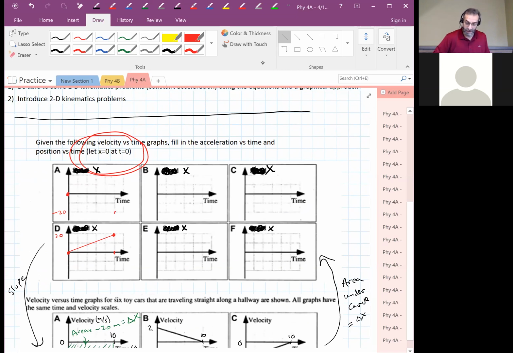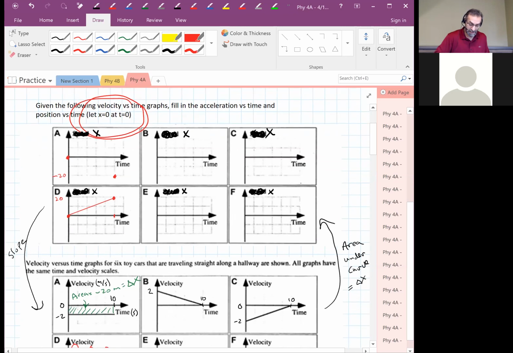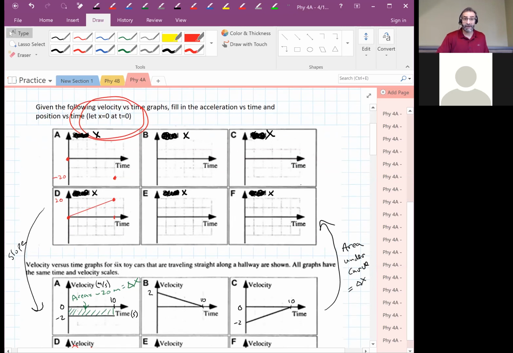And then we ask ourselves, okay, we know where it started, we know where it ended, what happened in between? And the slope has to be the same everywhere because the velocity is constant. So if the slope is the same everywhere, it is a straight line. We just connect those 2 points with the straight line. All right, let's do, how about B? Let's do B.